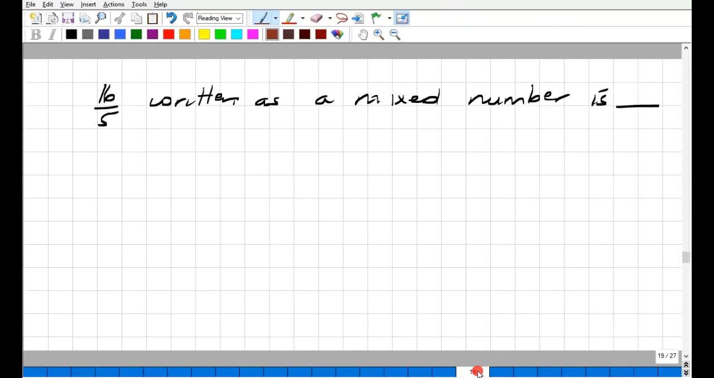Read that one for me. 16 over 5 written as a mixed number is, sir, 3 and 1 over 5, sir. All right, let's see. How do I change an improper fraction to a mixed number?